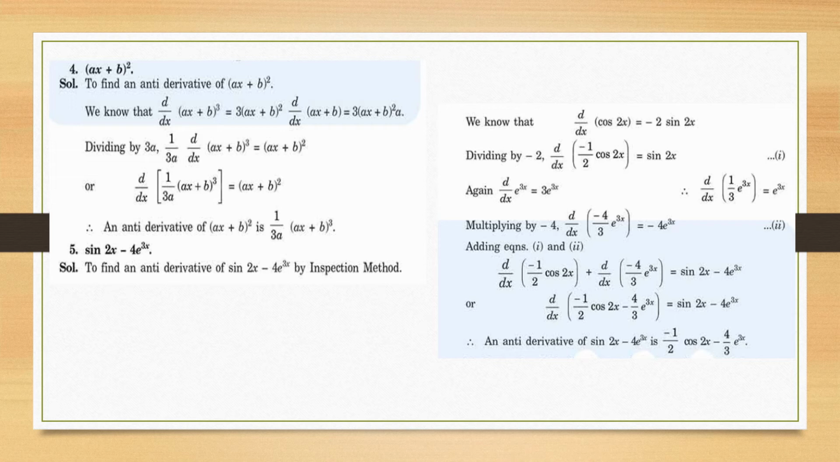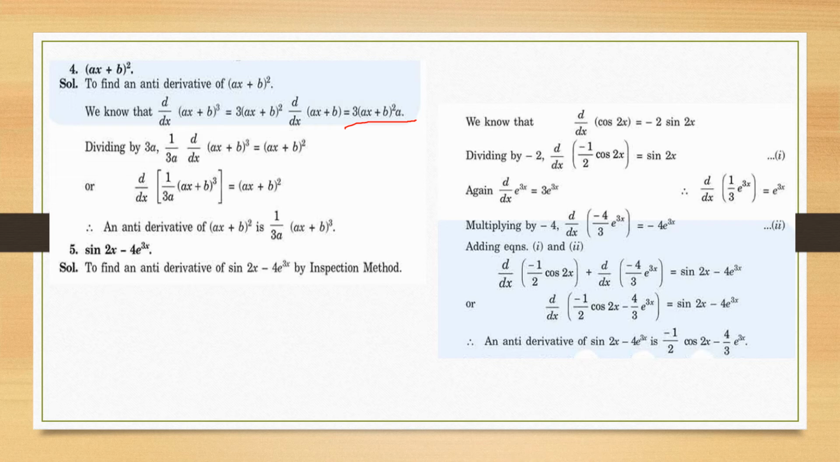Because I have to compute the derivative of one greater power. So I'll take d/dx of (ax + b) whole cube, which is equal to 3 times (ax + b) whole square, and then d/dx of (ax + b), right? So what is d/dx of ax + b? It is your a, right? So it becomes 3 times, using the power rule, (ax + b) whole square into a, okay?